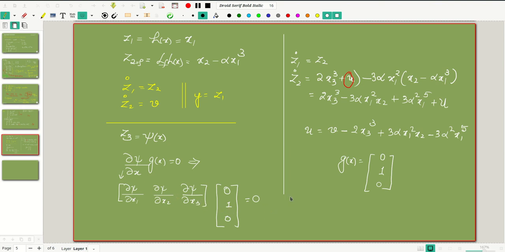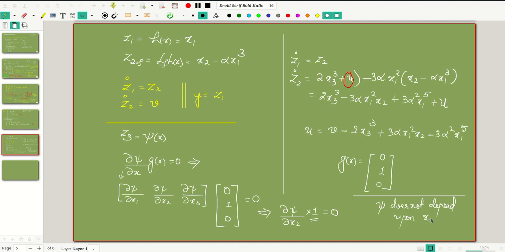So what does this imply? Dou psi by dou x2 into 1 should be equal to 0. Dou psi by dou x2 into 1 should be equal to 0. So this term is a constant. So dou psi by dou x2 equal to 0 means that psi is a function which does not depend upon x2.